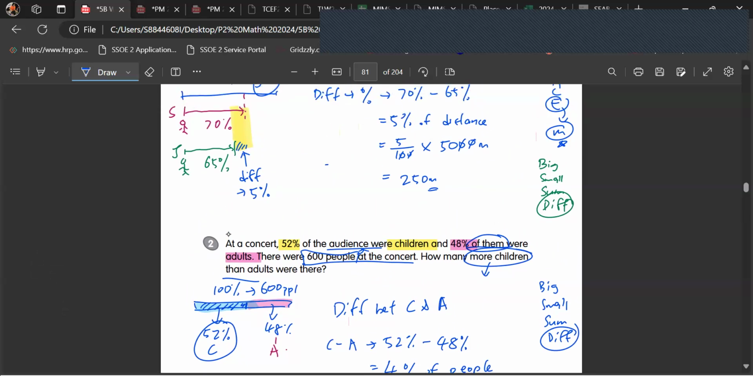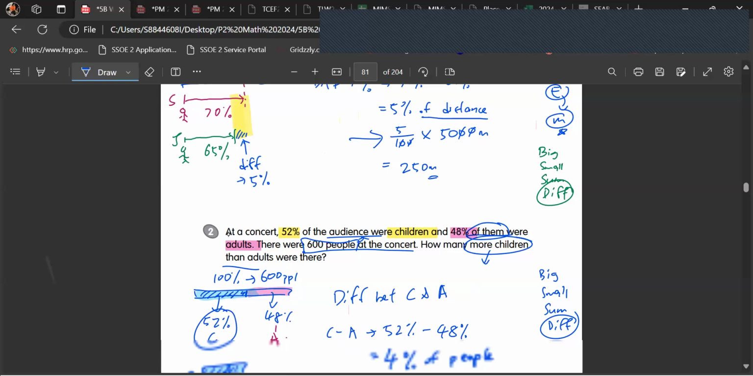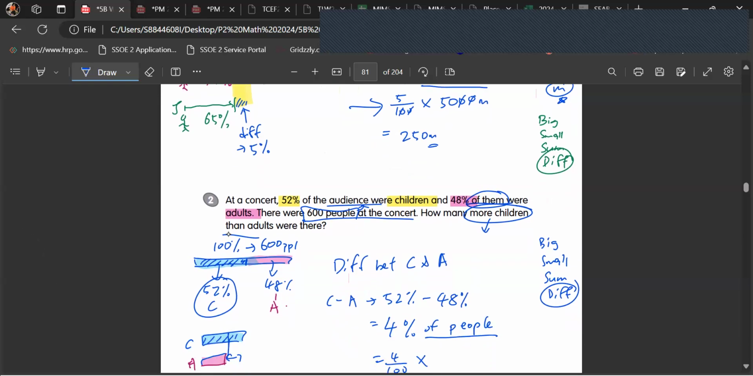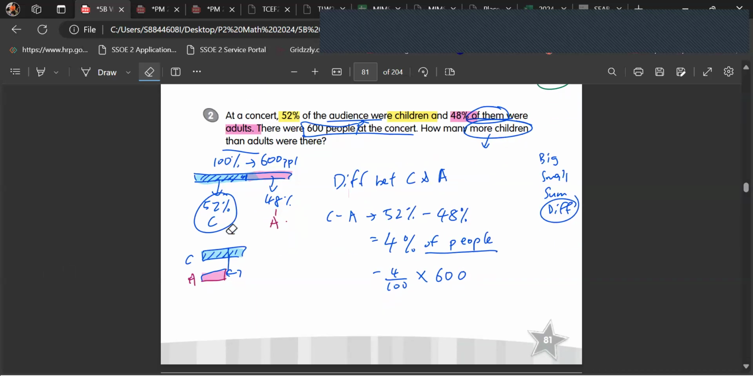Take note, 5% is not equal to this. I better use the arrow here so that it clarifies. It's equal because I wrote 'of the distance' at the back. If you didn't write 'of the distance' at the back, then 4% is not equal to what I'm writing next. Better use an arrow here so that you won't get confused.